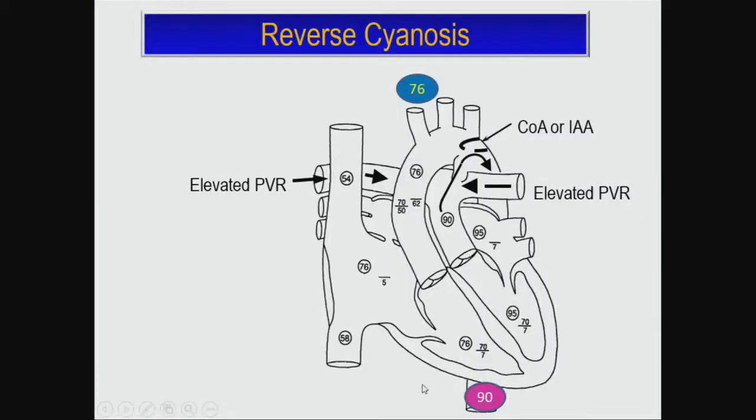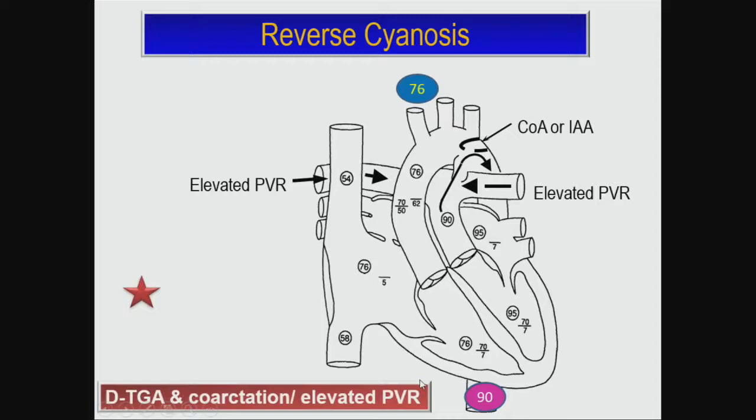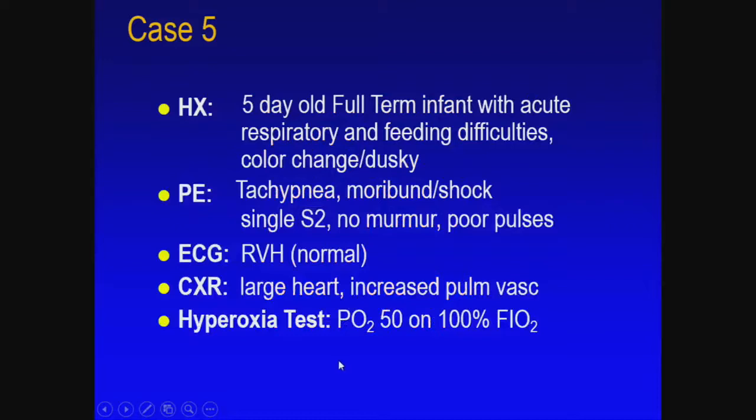Okay, this is another question that is very commonly asked in boards: reverse cyanosis. So if you have a patient with transposition who has coarctation or elevated PVR, what happens is the PDA can shunt the blood from the left side to the lower part of the body. So you have higher saturation in feet and lower saturation in head and neck region. So this is reverse cyanosis. Think about D-TGA and coarctation or elevated PVR.